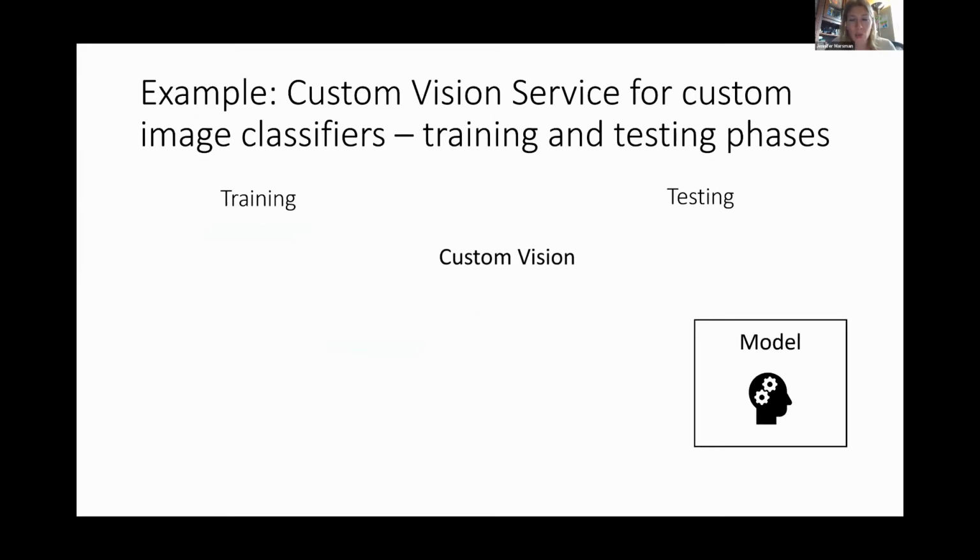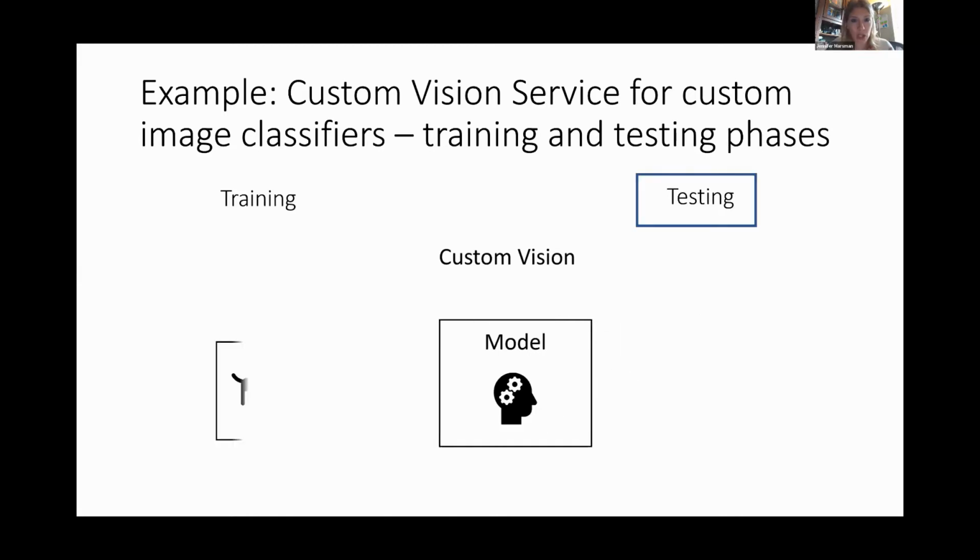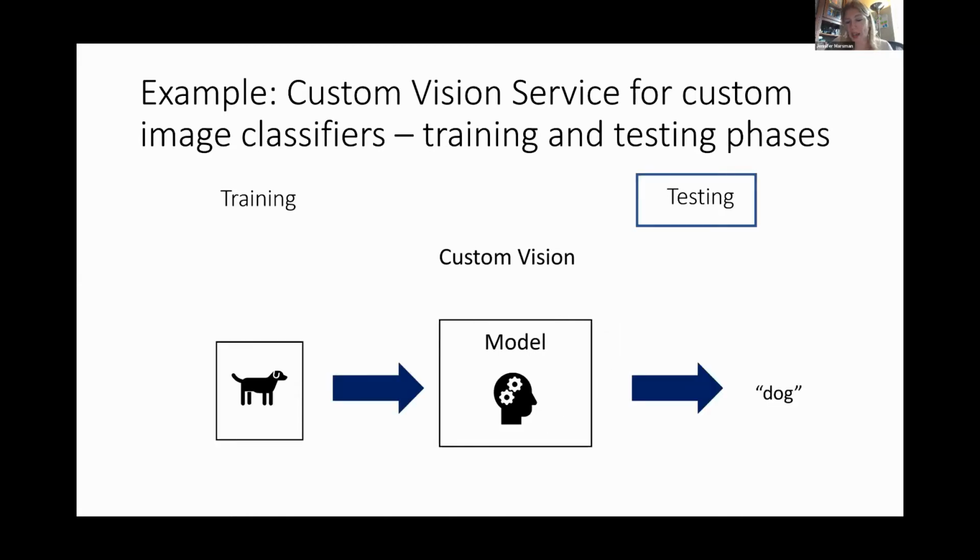Then at test time, when we actually want to use our model, we can pass in an unlabeled image. If it's been trained sufficiently, that model should be able to predict that it is in fact a dog. So that's a visualization of the training phase and the test phase.